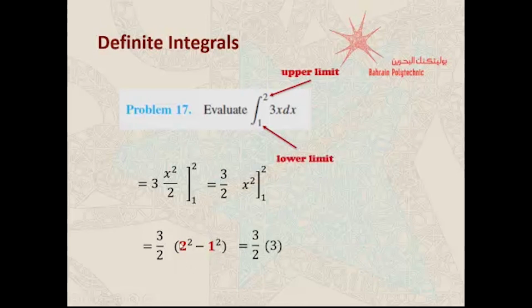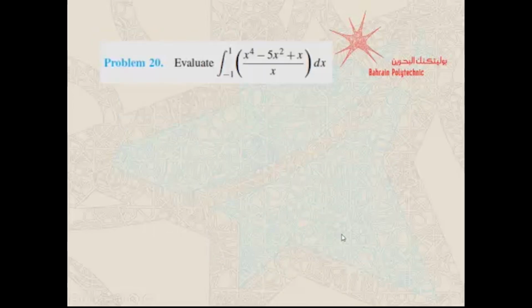Now 3/2, 2 squared, that is 4, 4 minus 1, that is 3. Can multiply these, 3 multiplied by 3, that is 9/2. And this is the final answer. So you can see that after I evaluated it, I got the integral as a certain number. Now let's go to another question.